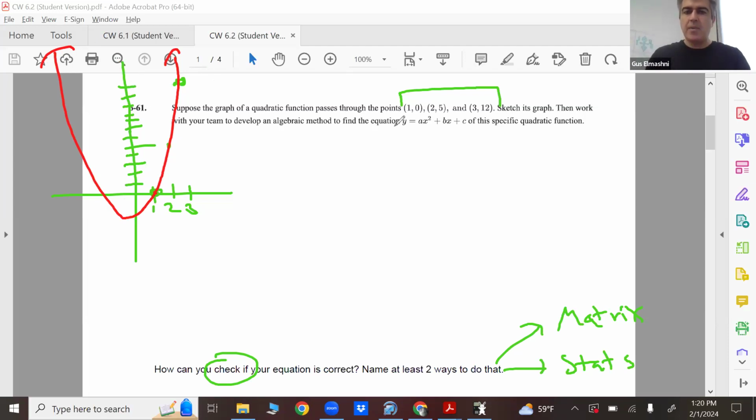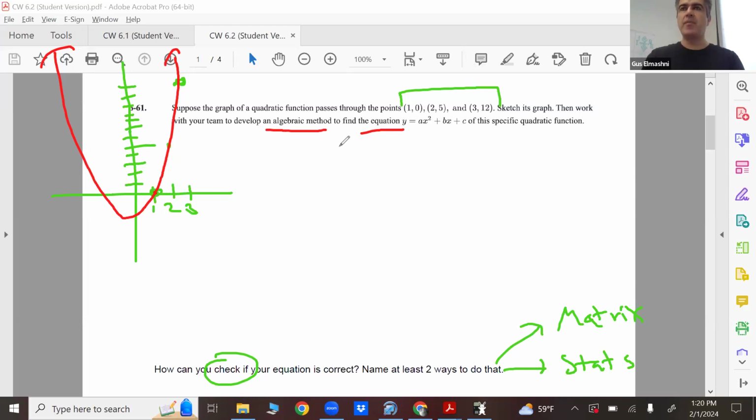So now let's come up with an algebraic method to find the equation. Anyone have thoughts of how we can figure out an algebraic equation that fits those 3 points? What ideas do you guys have? Should we try finding A, B, and C? Will that help? What can I use?